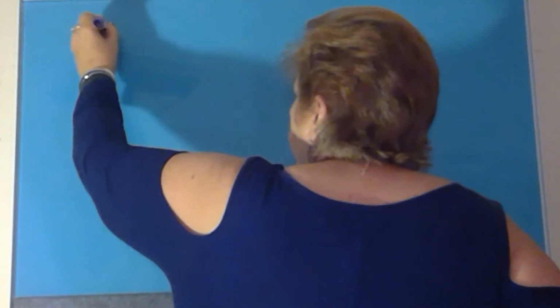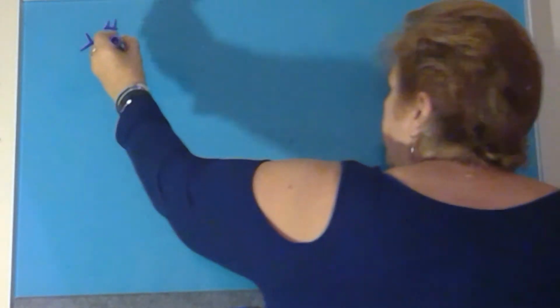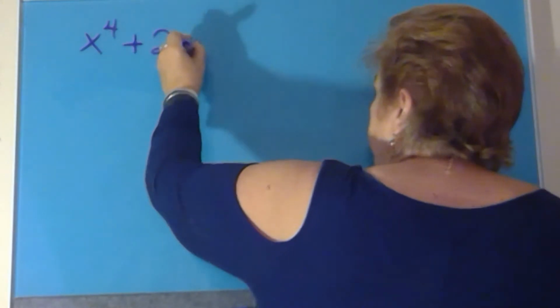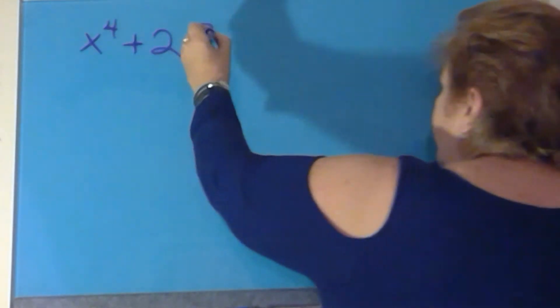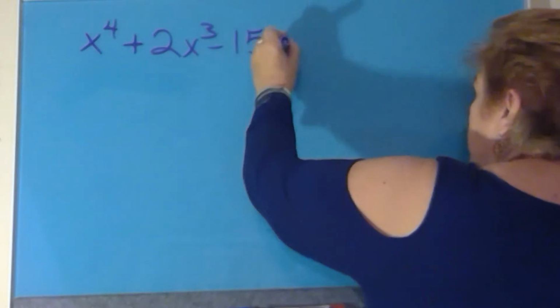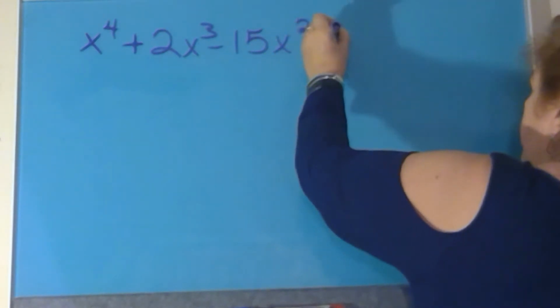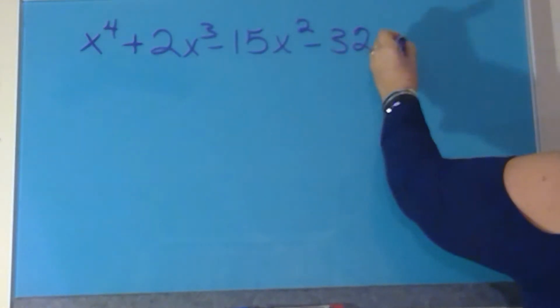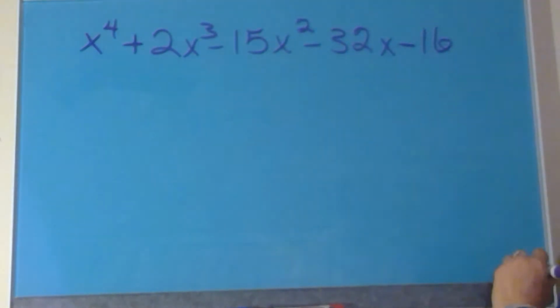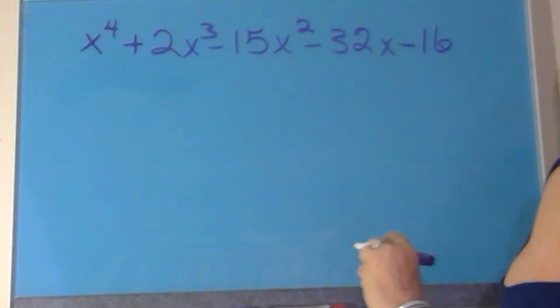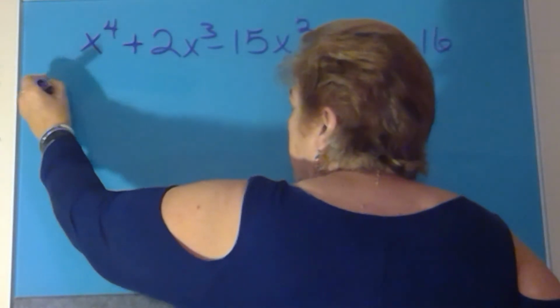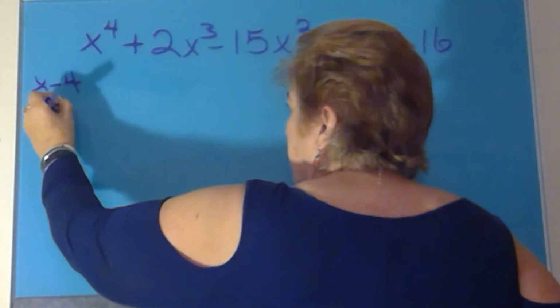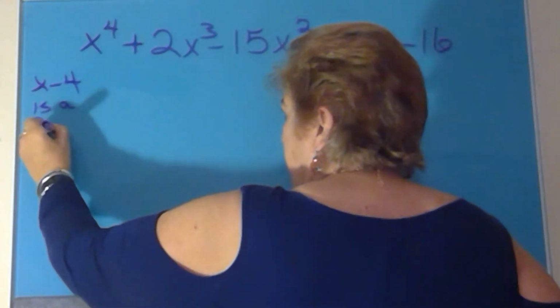Problem number 4 gave you x to the 4th plus 2x to the 3rd minus 15x squared minus 32x minus 16. And it asked if x minus 4 is a factor.